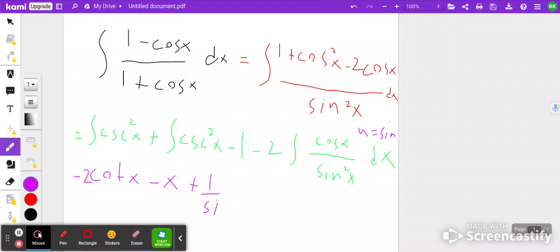Or we can rewrite this again as negative 2 cotangent x minus x plus cosecant x. And then we have the plus C at the end.